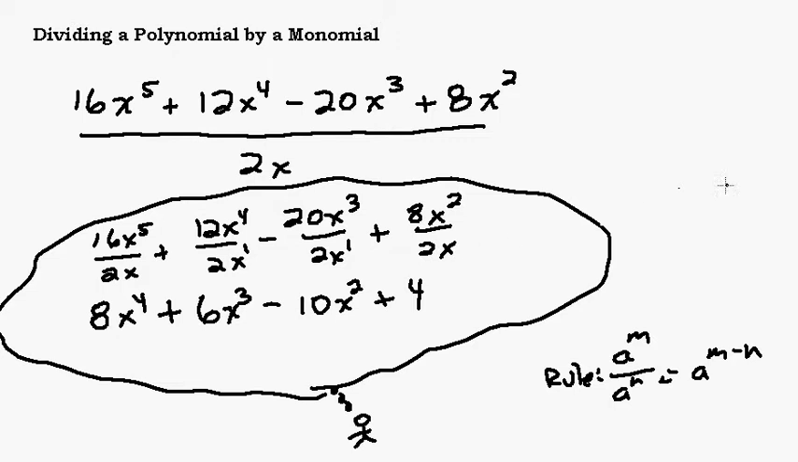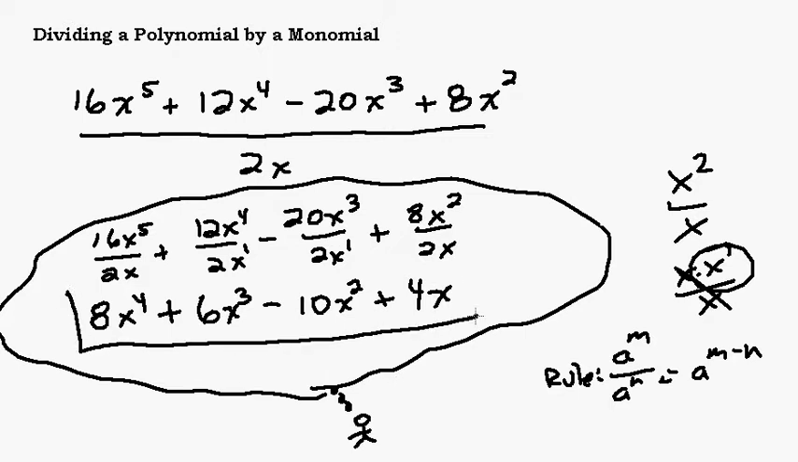And x squared divided by x, remember that's x times x over x. One of those x's is going to cancel, and you're just left with an x. I'm left with 4 terms here, and none of these terms are like terms because all the exponents are different, so I can't combine them together, and I am done. My answer is 8x to the 4th plus 6x to the 3rd minus 10x squared plus 4x, and that's the answer to the question. Let's do one more example that has a little bit of a twist.